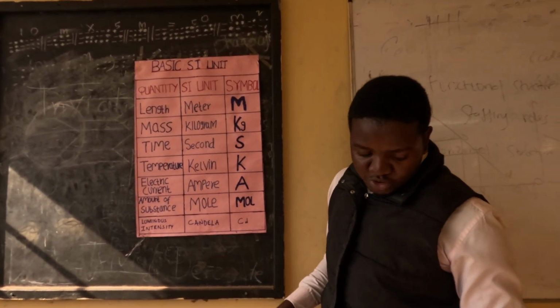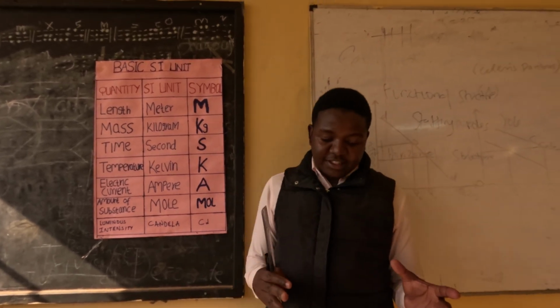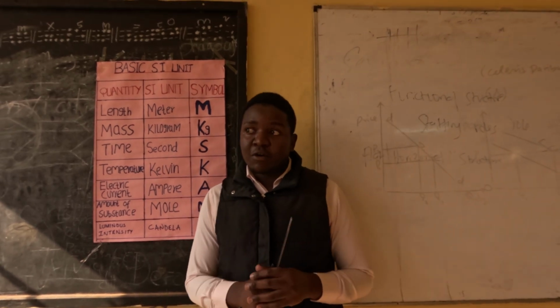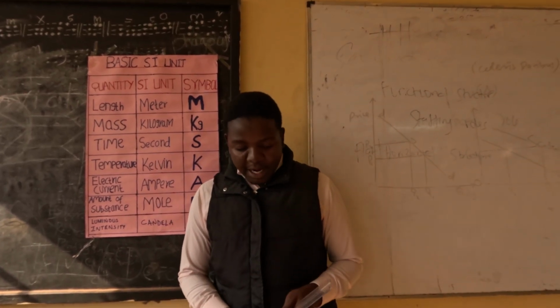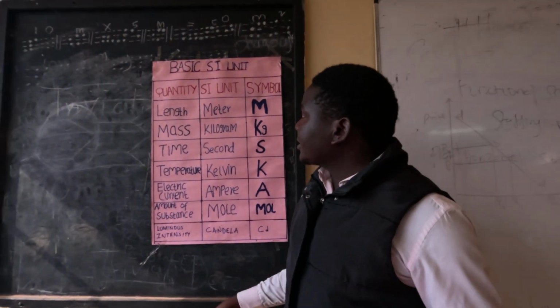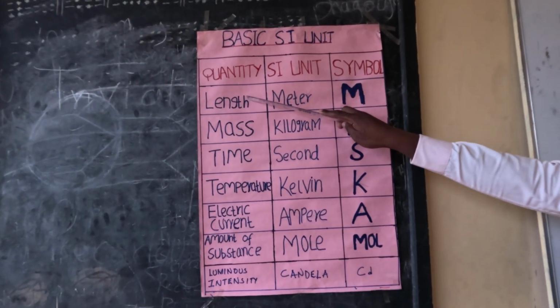Physical quantities are the properties of objects that we can measure. And here are the 7 basic physical quantities you need to know. So let's begin with number 1. The first one is length.